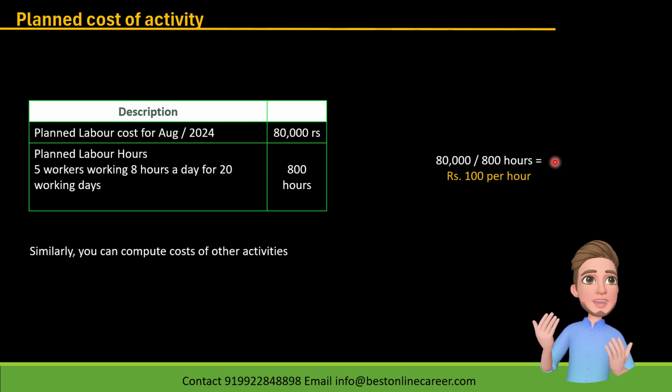Let's say last year I spent 80,000 rupees or dollars for labor for 800 hours of labor. I have five workers working in my production line for 8 hours and 20 working days. So I get 800 hours. Now it can change based on the skill, etc., at different work center level. But for this example, 80,000 divided by 800 hours gives me the planned rate as 100 rupees per hour.